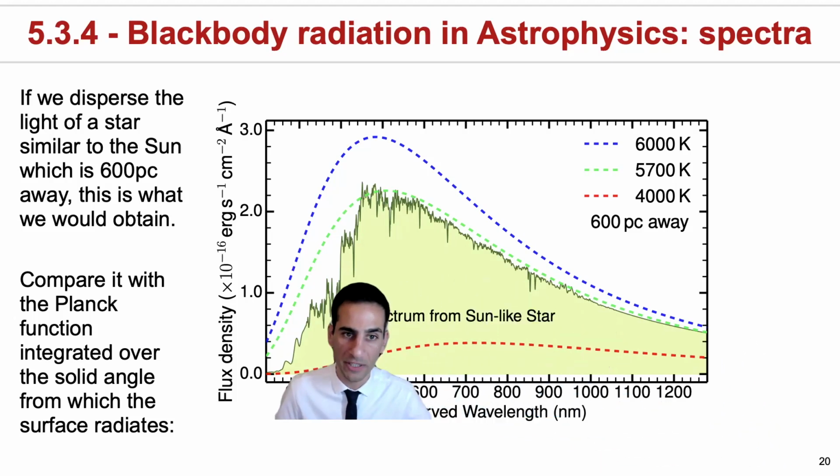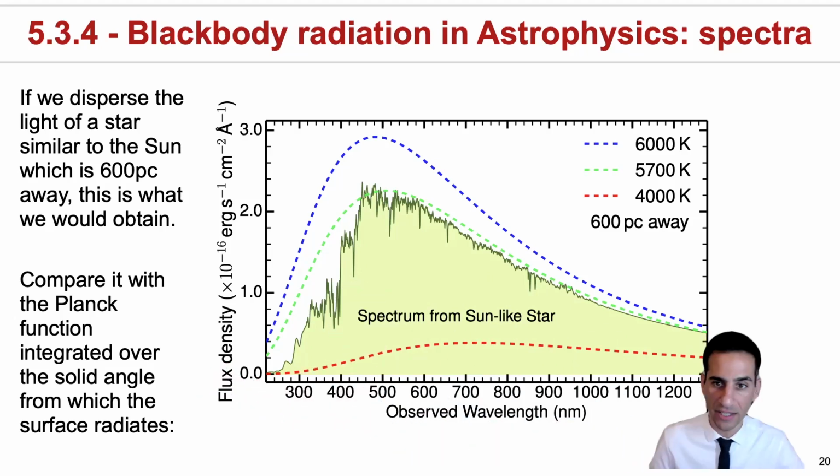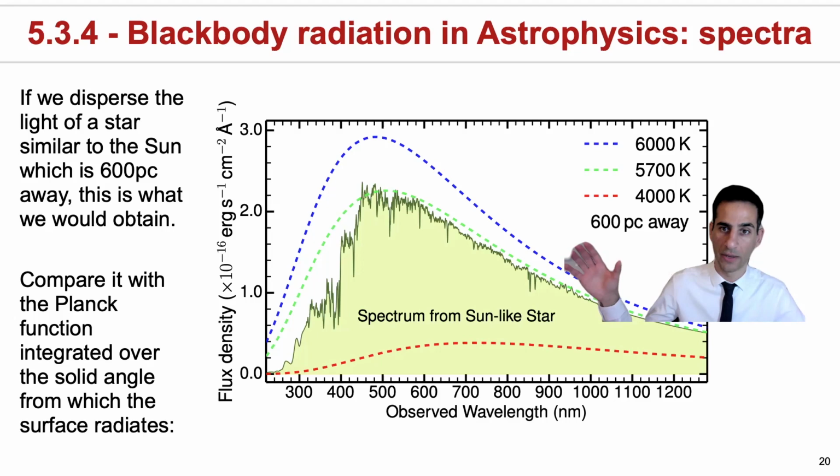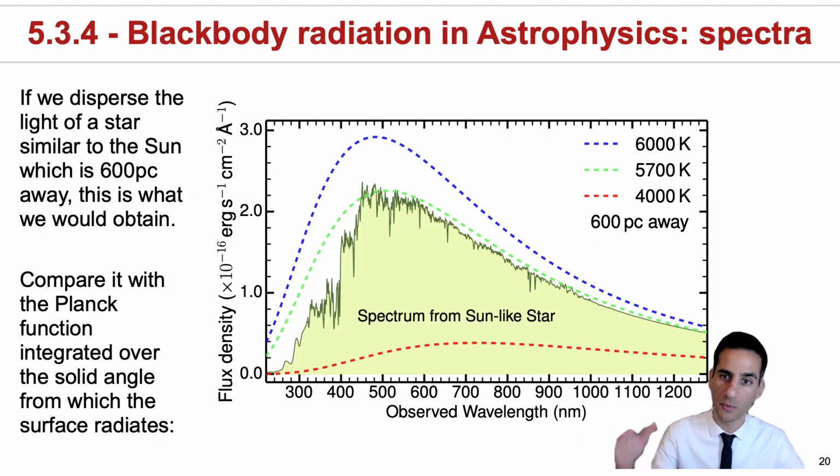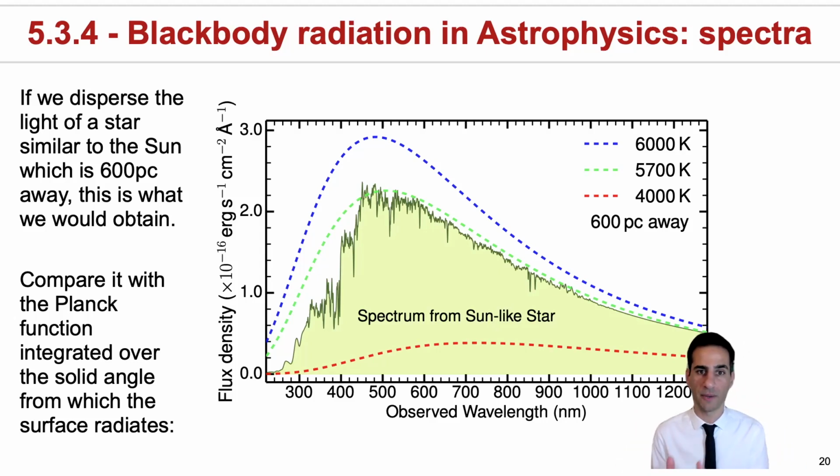Remember, spectra will be given in units of flux density, so that's flux per wavelength. In this case, I'm using nanometers on the x-axis. Hopefully you won't be confused. And all I did is I took the sun to be at 600 parsec away. If you remember, if you take a source further away, then its flux will go down as 1 over distance squared. Now what I'm comparing here is the spectrum of the sun with different black bodies.